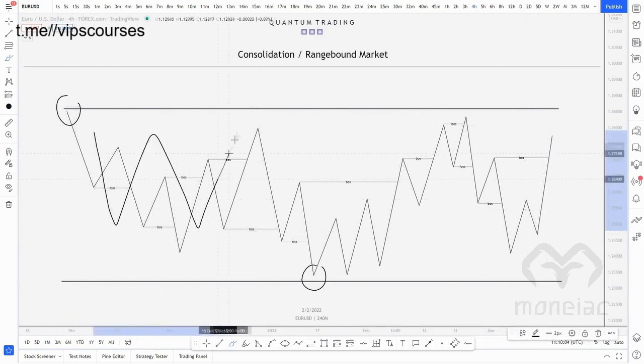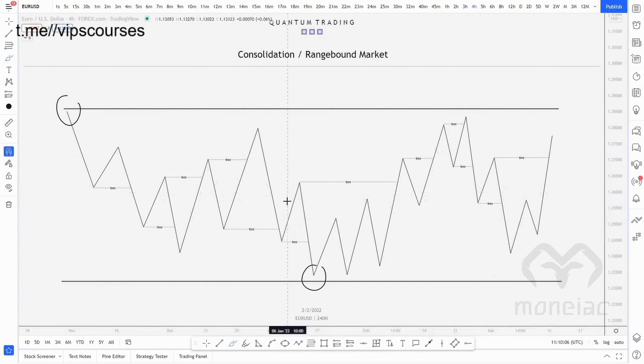And that is the criteria for a range bound or a consolidation market. Market structure isn't being respected cleanly. Obviously, when we see this bullish market structure, we then start seeing this bearish market structure, and we're just seeing highs and lows consistently being broken. And these swing points, or these highs and lows here, price is just contained between the two. So that is what we're looking for when we are in a consolidation or a range bound market.